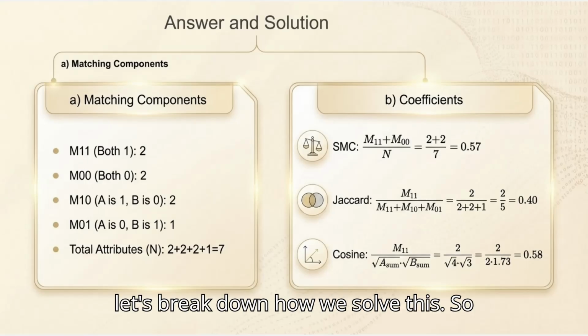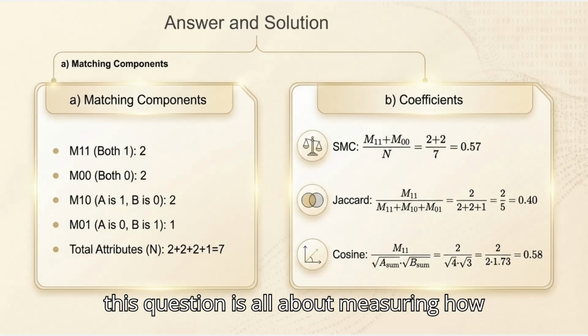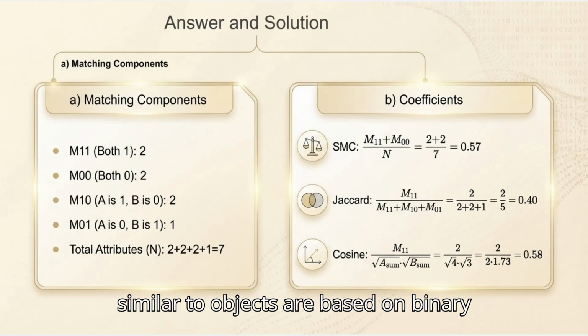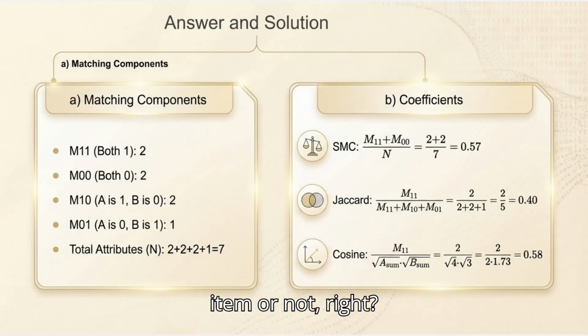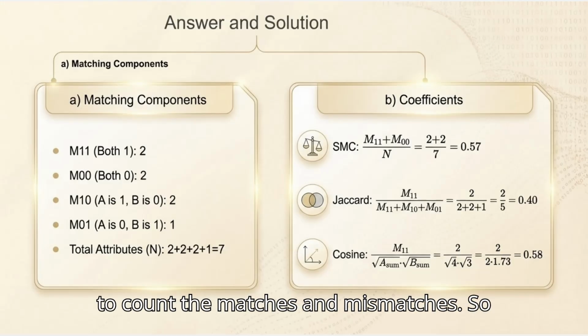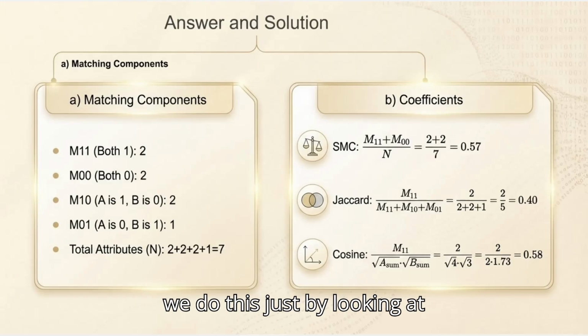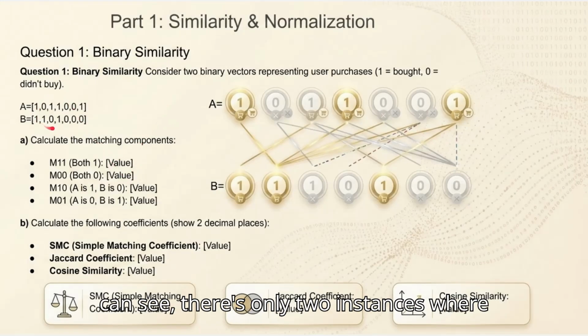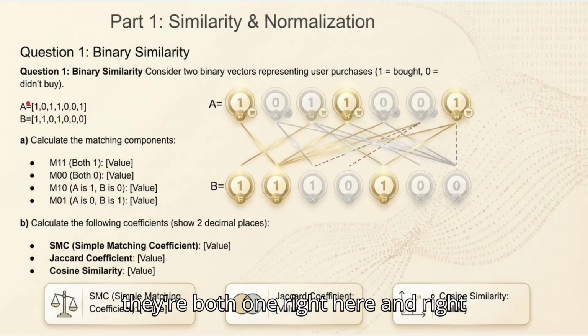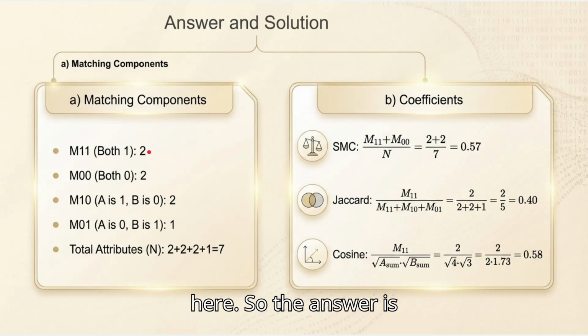So let's break down how we solve this. This question is all about measuring how similar two objects are based on binary attributes, like whether a user bought an item or not, right? So for part A, first we need to count the matches and mismatches. We do this just by looking at the vectors, just the index. Both one means they both bought it. As you can see, there are only two instances where they're both one, right here and right here. So the answer is two.